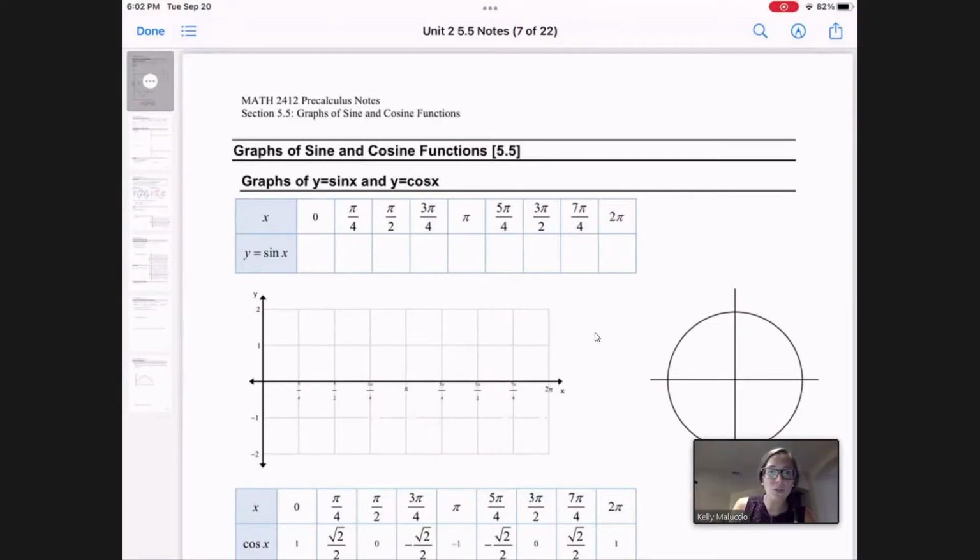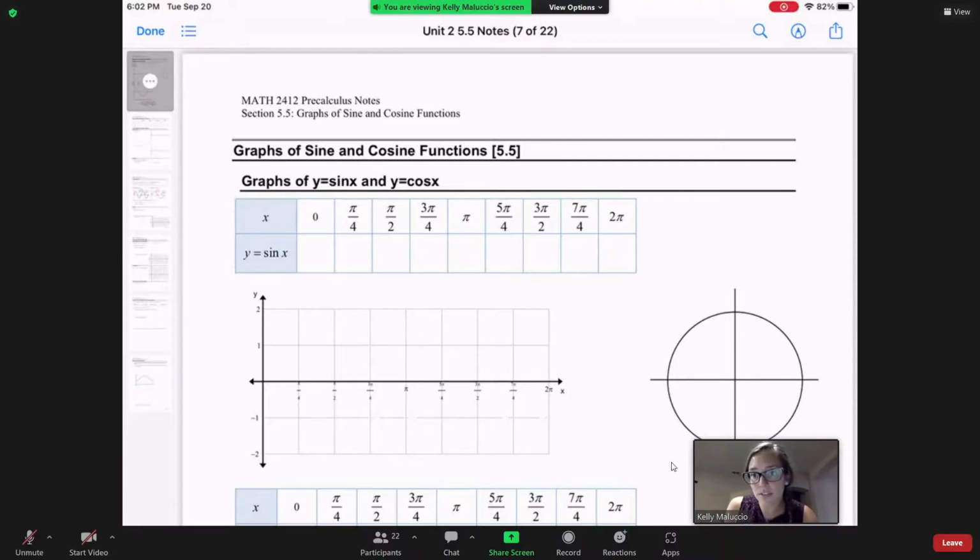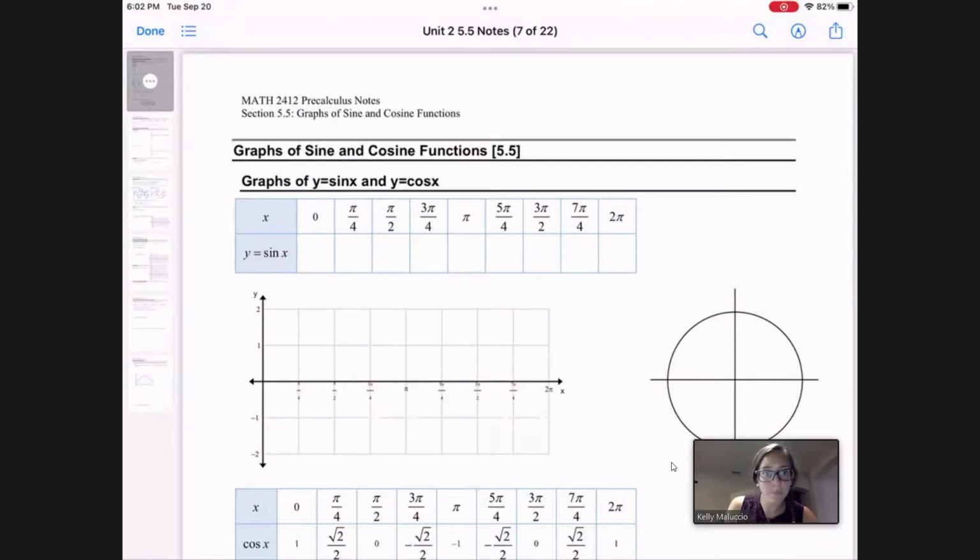So we're starting on a new section today. Oh, and let me attempt to make my screen so I can see people, see the chat, see everything. Okay.